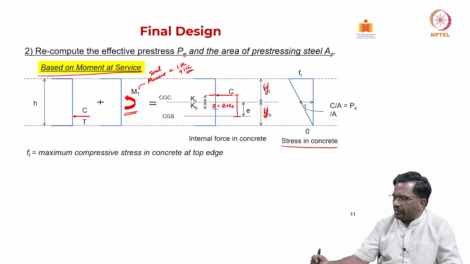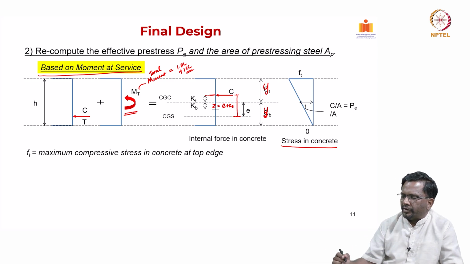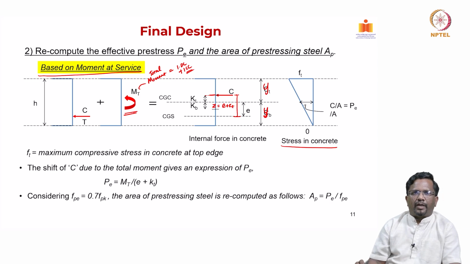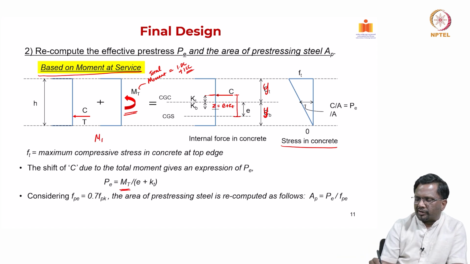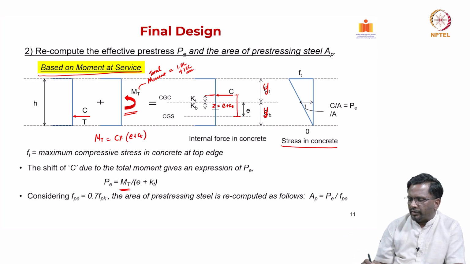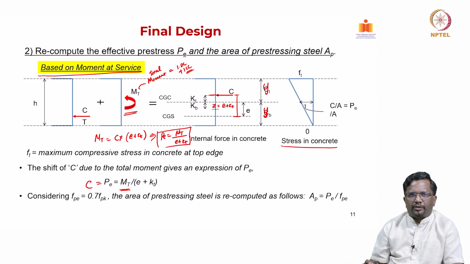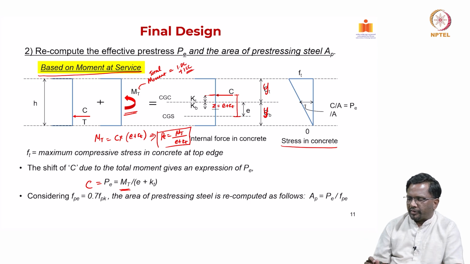Here also, the average stress in the concrete is going to be Pe by A, or C by A is nothing but Pe by A. Now, how much has C shifted? Again, it is a function of the total applied moment. Mt has to be resisted by C into Z, which is nothing but E plus kT. So Pe will be equal to Mt divided by E plus kT, the effective pre-stress force, because Pe is going to be equal to C. So the compression force should be equal to your effective pre-stressing force.